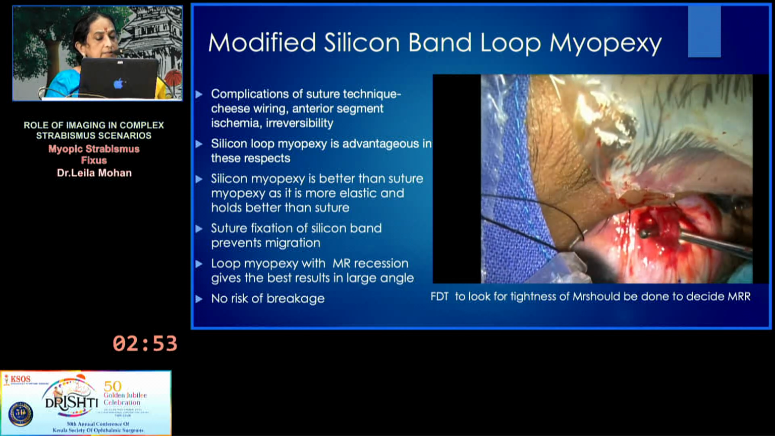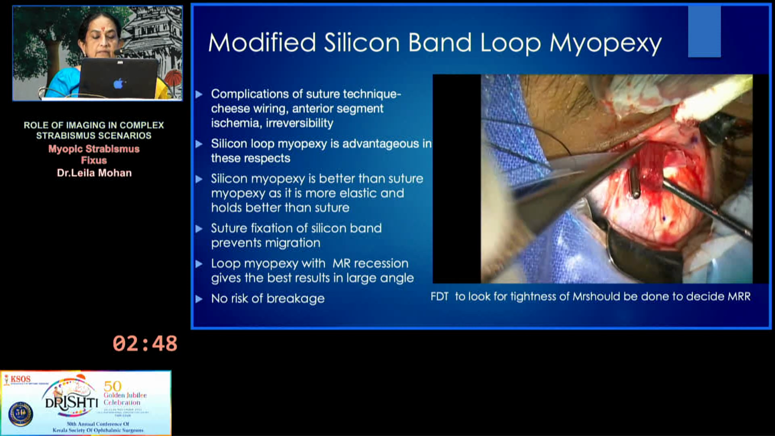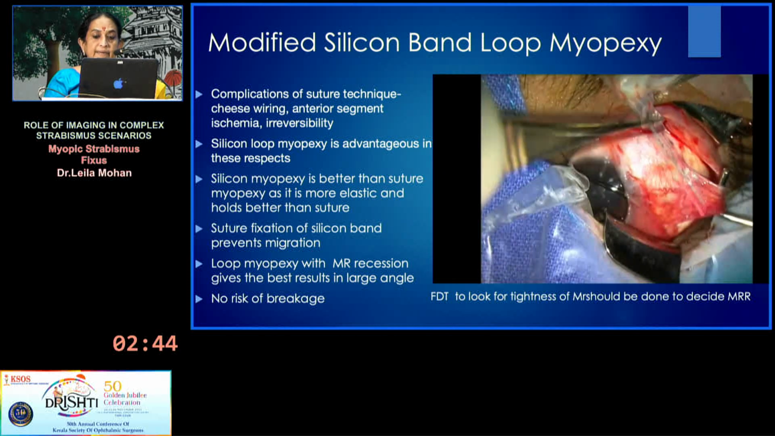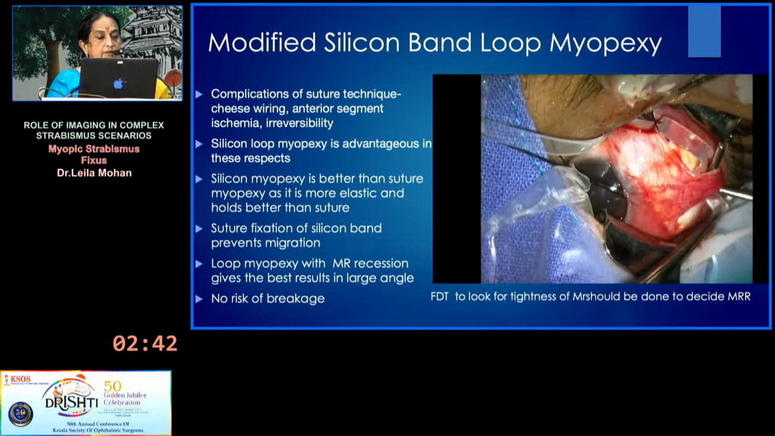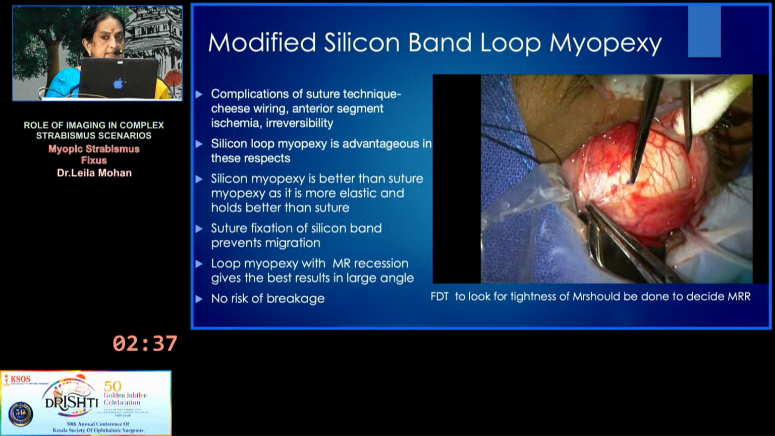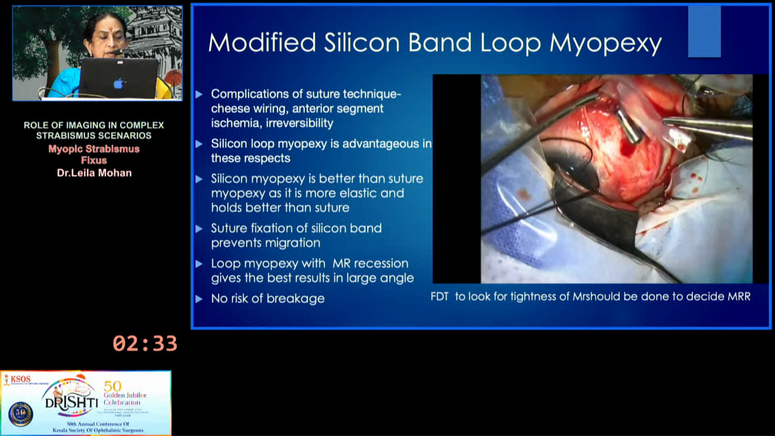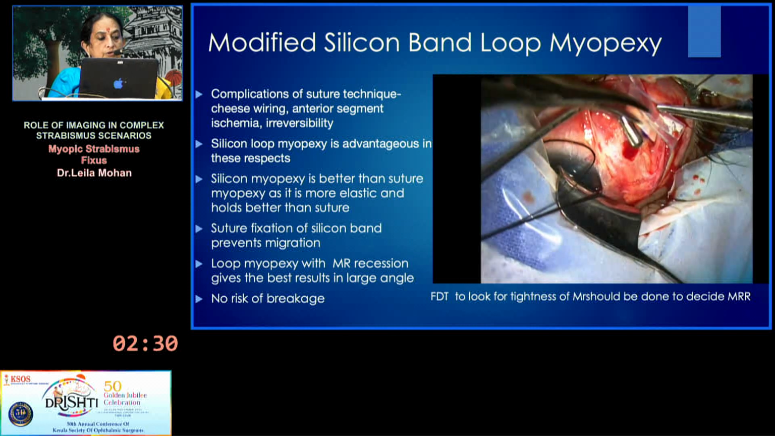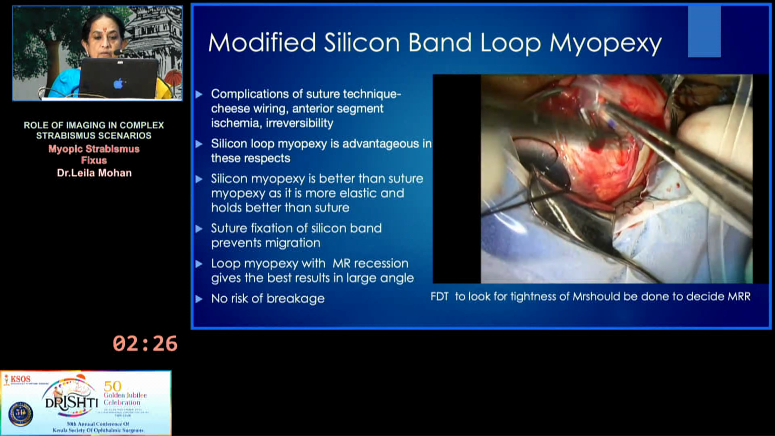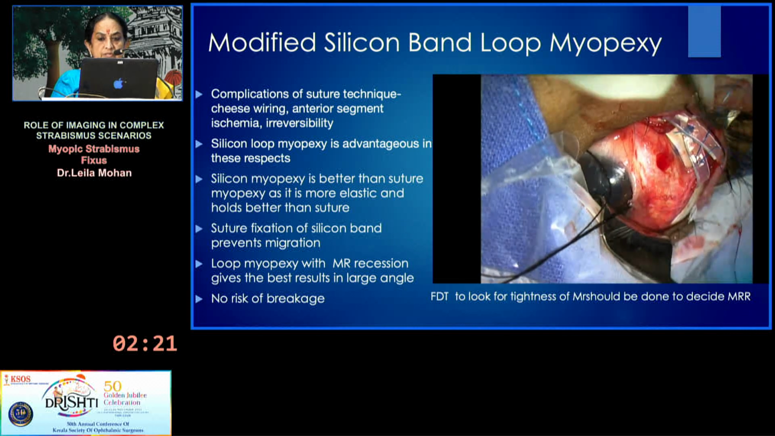With loop myopexy and medial rectus recession, it gives very good results, and there is no risk of cheese wiring and breakage of sutures as in the suture technique of myopexy. With the silicone band, either you can take it through a tunnel in the sclera, or after suturing you can fix it into the sclera. You have to fix the muscle well backward, 8 to 10 millimeters behind the insertion.